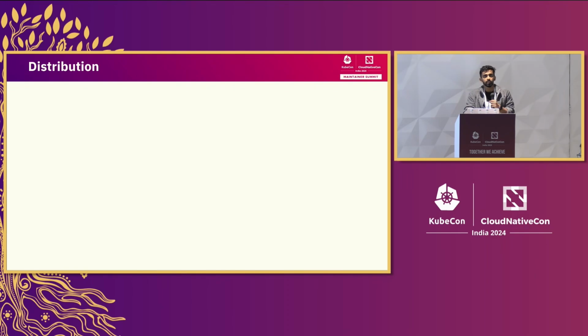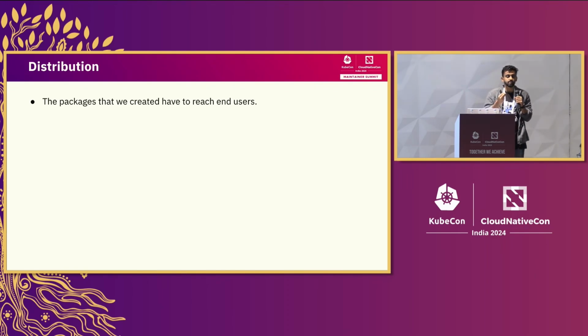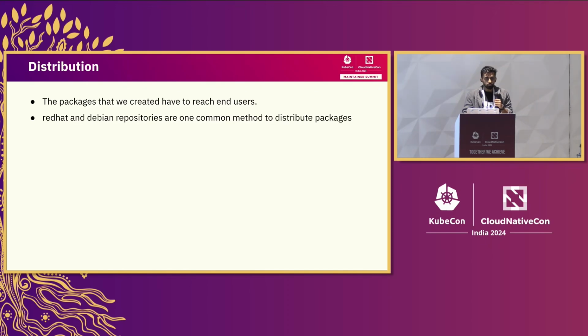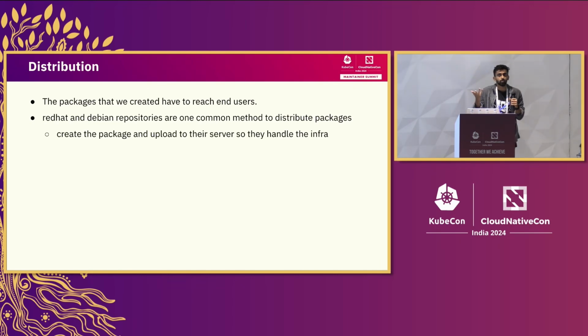Now, when you look at the distribution side, we have created the packages, and this has to reach the end users or whoever it's intended for somehow. That is taken care of by the distribution part. Most of you may have used Red Hat or Debian repositories, which are one common method to distribute packages. You just yum install or apt-get install and then you get those packages. Another way is to download directly from GitHub, the release binaries, and it might work.